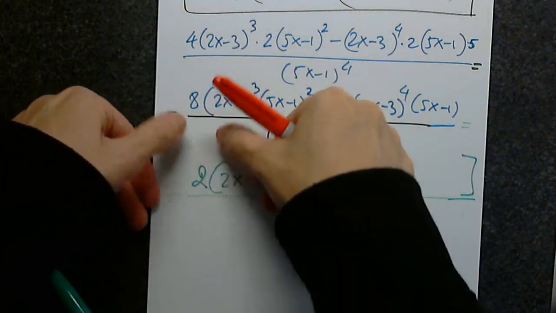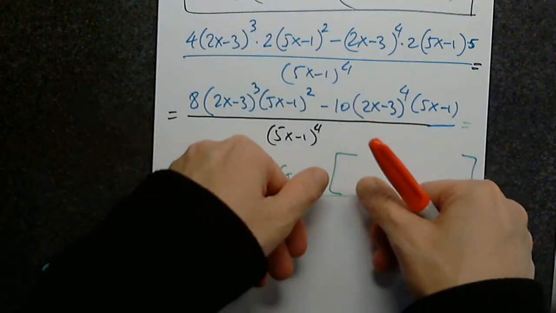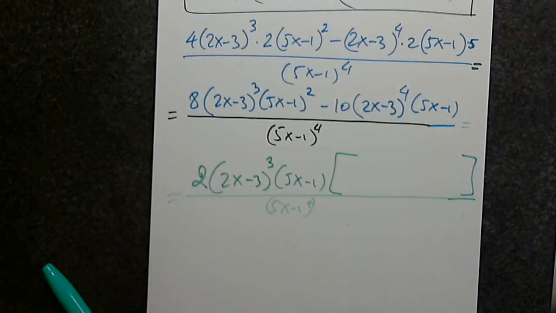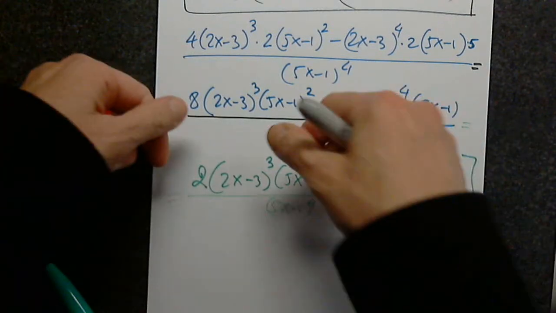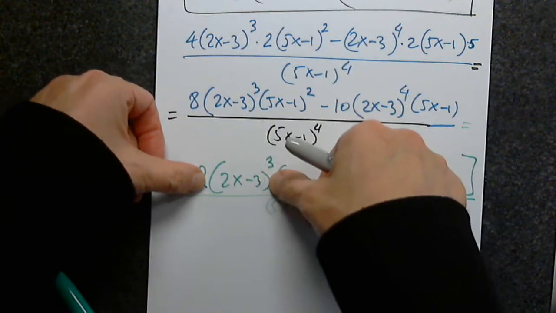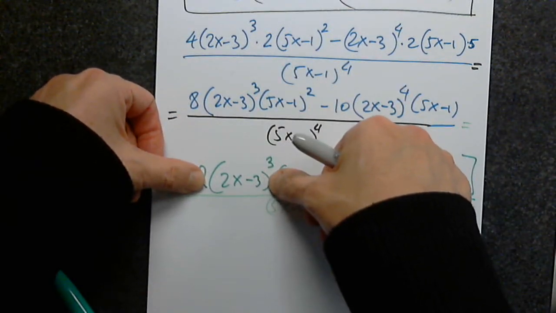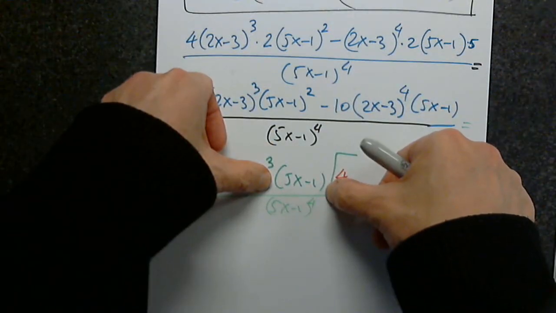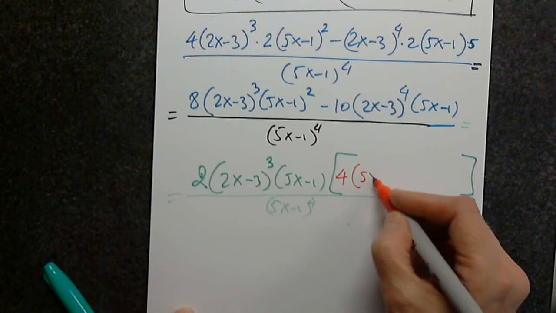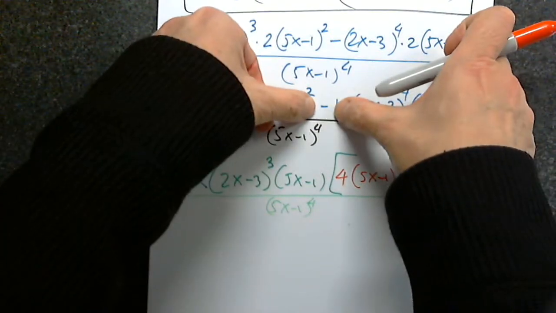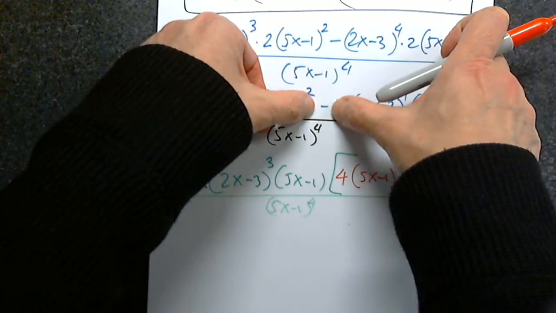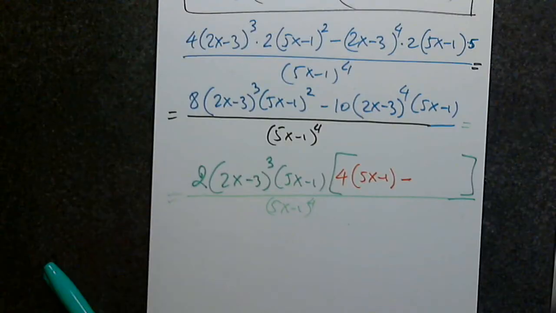I took 2 out of 8. What is left inside such that 2 times this number is 8? Perfect. From 2x minus 3 cubed, I took all of them out. Is there any remainder? No. From 2 of those, I took 1 out. One of them in parentheses, 5x minus 1. And now at this stage, finally, I reached the negative sign that I have to copy.